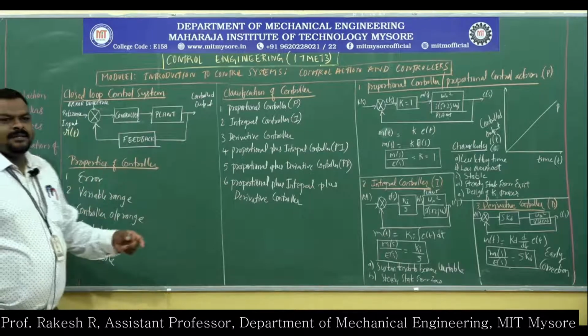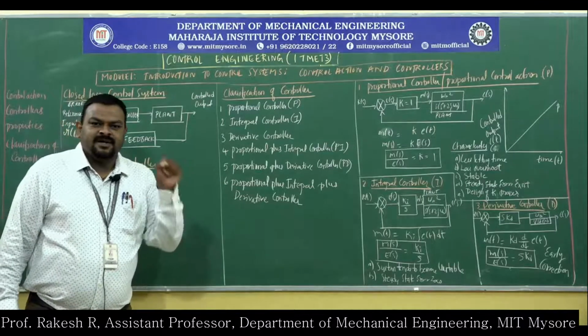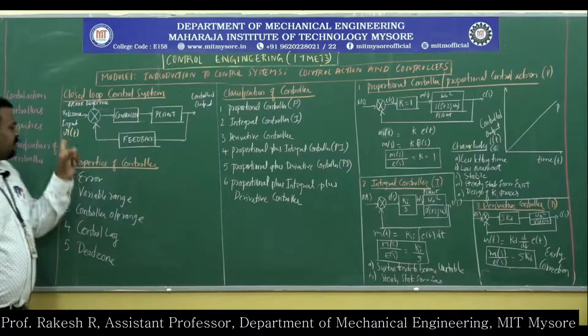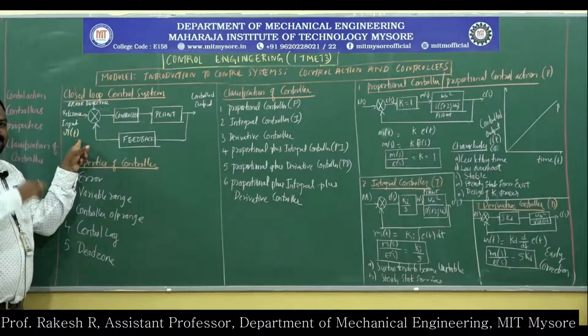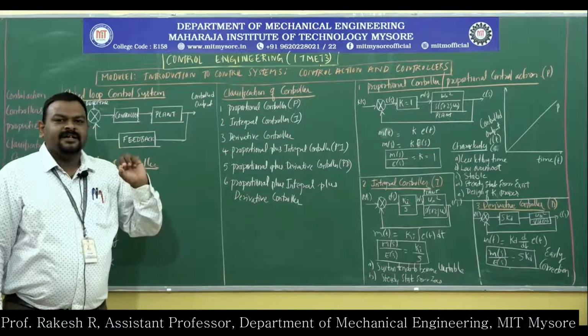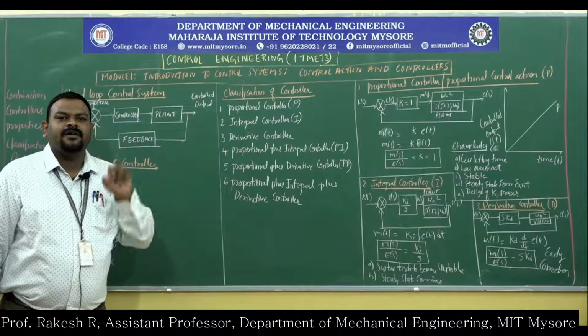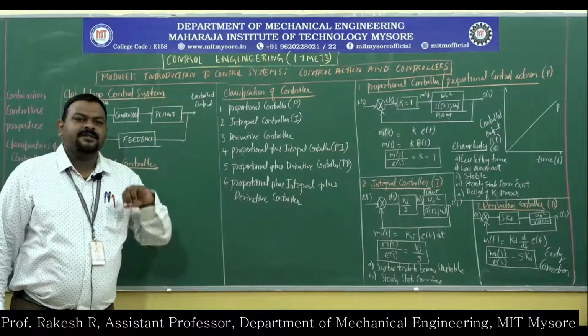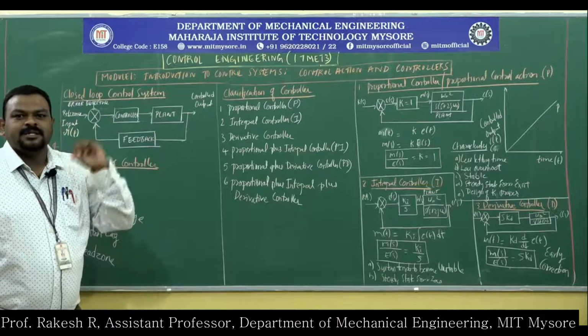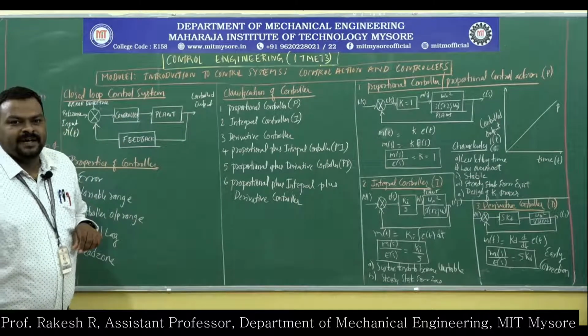We will express the signals in terms of time or in terms of frequency. If it is a time domain, it is R of t. T means time. We can express the same thing in terms of frequency domain, in terms of S. So, capital R of S is in the frequency domain, we will call it S domain. So, S is replaced with J omega.